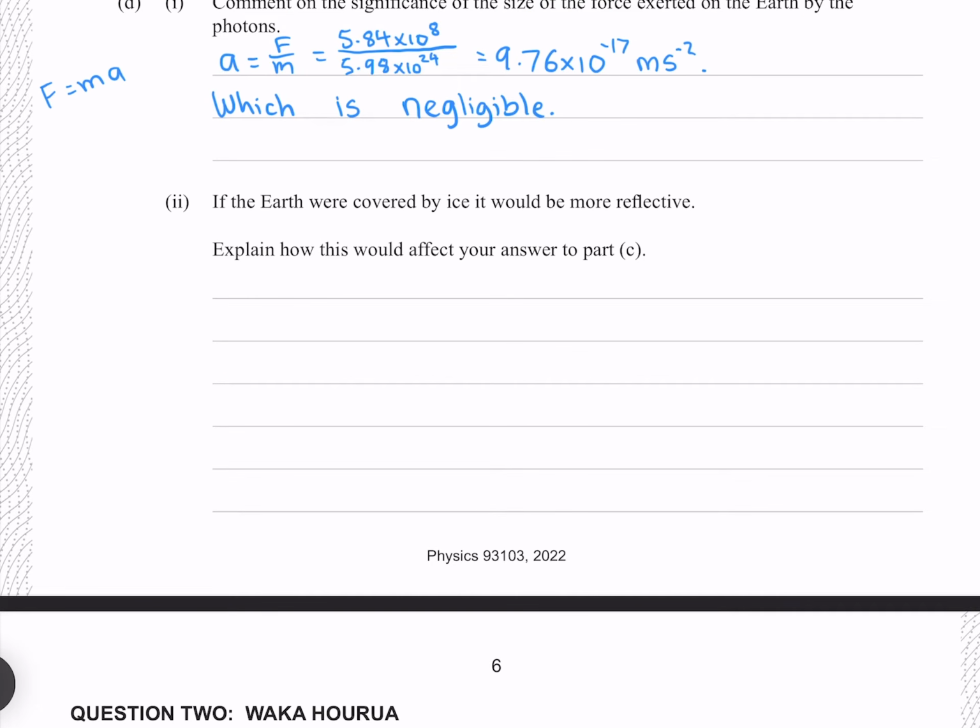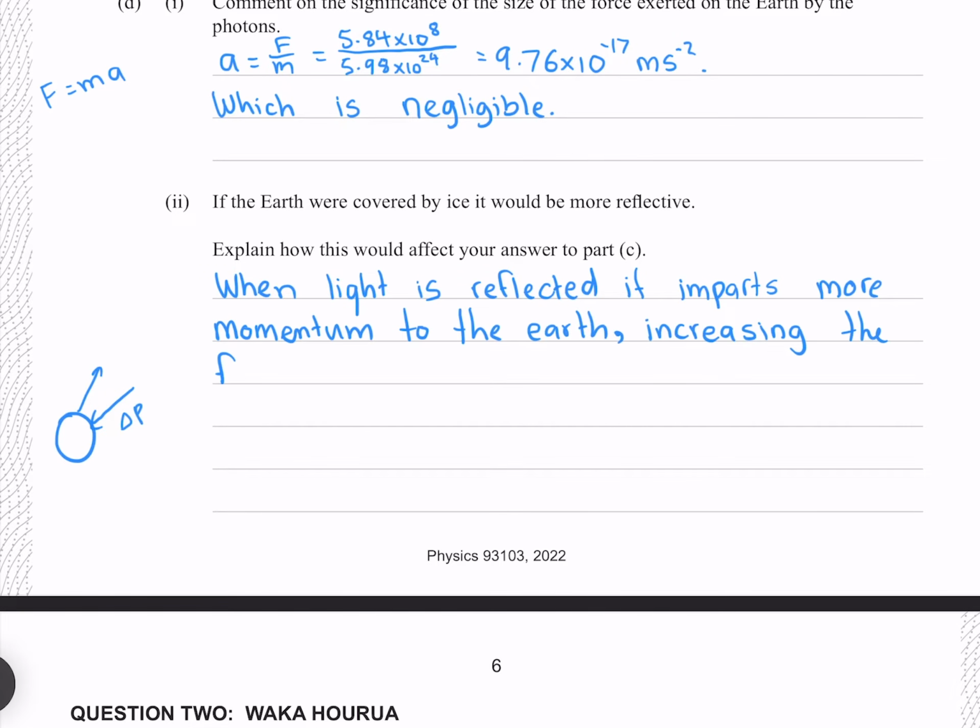If the Earth were covered by ice, it would be more reflective. Explain how this would affect your answer to part C. If a photon is absorbed by the Earth, we have a certain change in momentum. However, if it's reflected, not only do we arrest this momentum, but we also provide it with its reflected momentum, which means the change in momentum for a reflected photon will be larger, and therefore so too will be the force experienced by the Earth. When light is reflected, it imparts more momentum to the Earth, increasing the force.